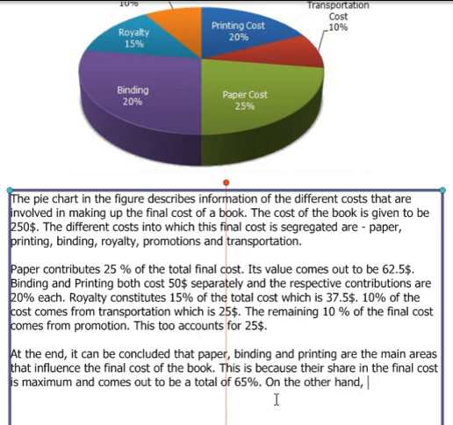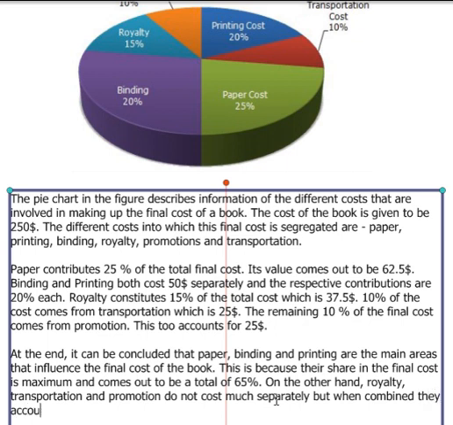On the other hand, royalty, transportation, and promotion do not cost much separately, but when combined, they account for 45% of the total cost. So just some editing to do. And here we have done our conclusion as well.